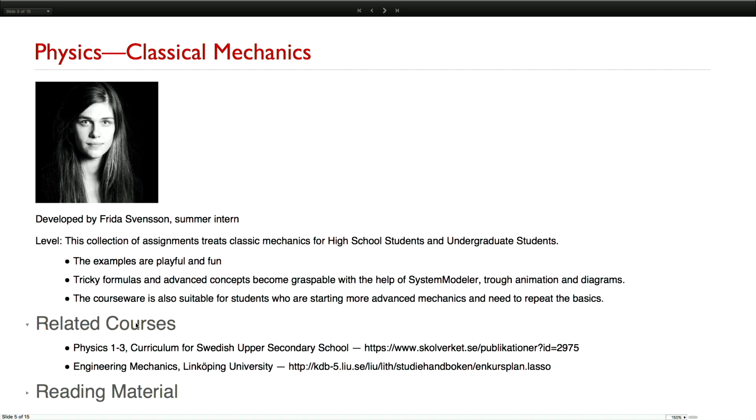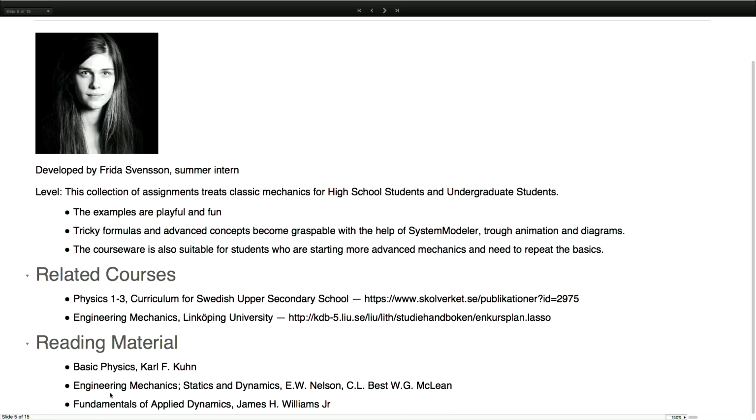She took inspiration from 2 courses that she had taken, Physics 1 to 3 from the Swedish upper secondary school, and also engineering mechanics at the university. These 2 were basic input for her. Then she used some books, which we also refer to in the material as background, so they relate to what you are teaching in the specific courses.